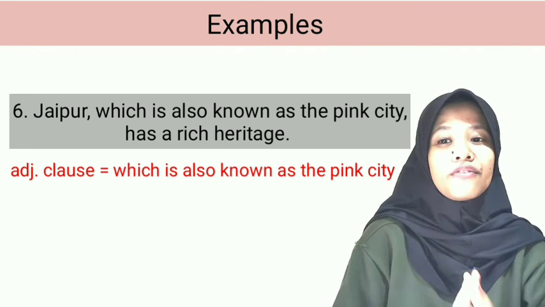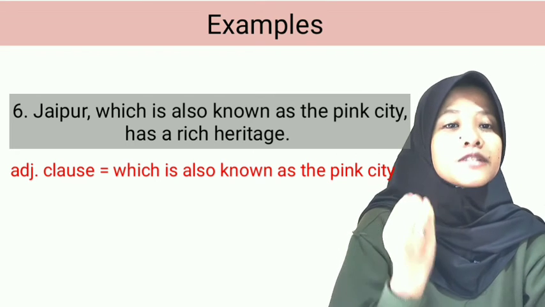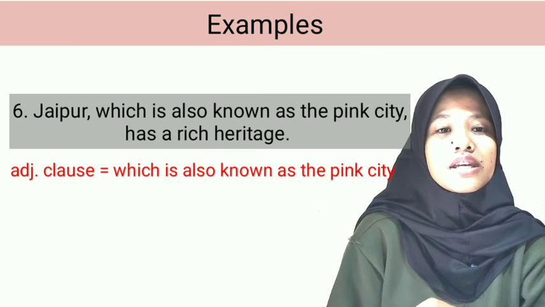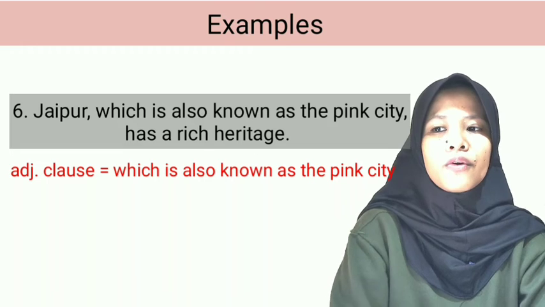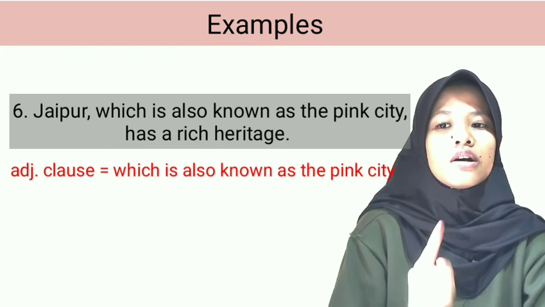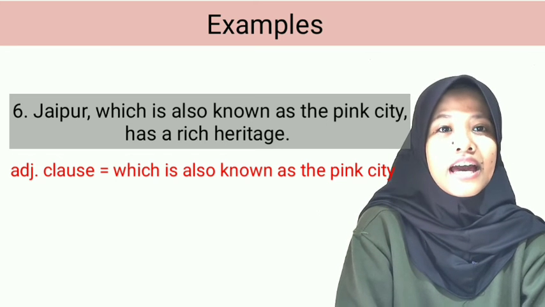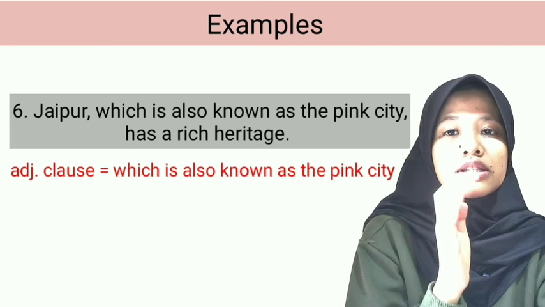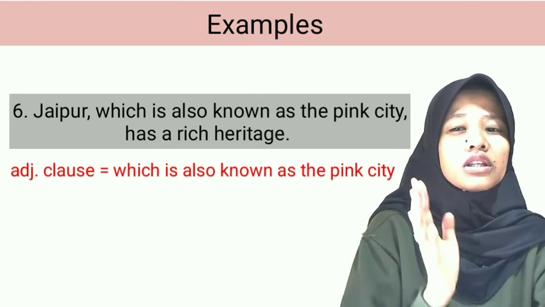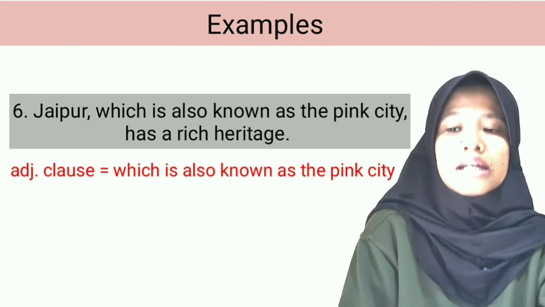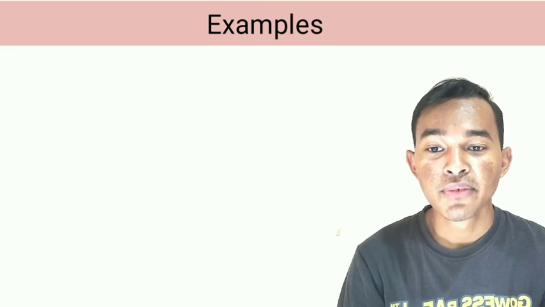It's already identified. So, when you give extra information about the noun, you offset your adjective clause using commas. Just like our questions before: Jaipur, comma, which is also known as the Pink City, comma, has a rich heritage. If you want to take this clause out of the sentence, you can do that. It will not change the meaning of the sentence. Jaipur has a rich heritage. You can do that.